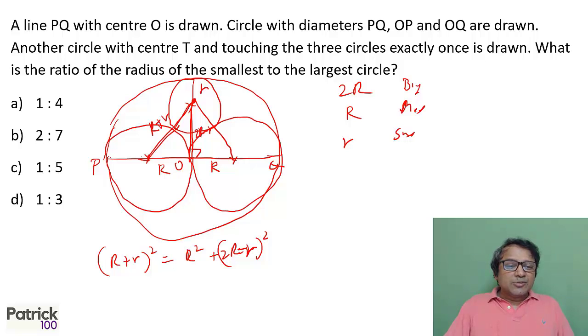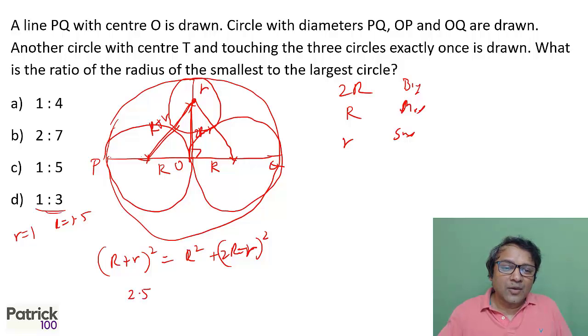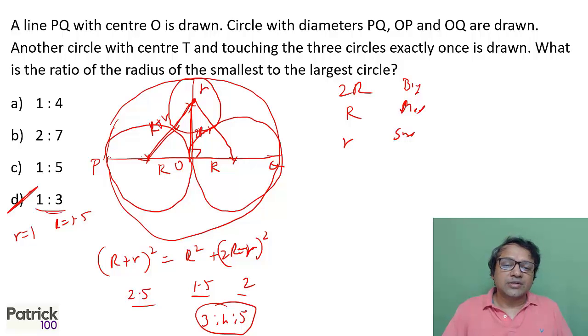It makes sense to substitute and check. For example, if I substitute 1 and 3, bigger circle, so R will be 1.5, small r will be 1. Substitute here. This will be 2.5, R will be 1.5, and 2R minus r will be 2. So we look at 1.5, 2, 2.5, nothing but in the ratio of 3:4:5. Pythagorean triplets. So it satisfies the right angle triangle. So D is the answer.